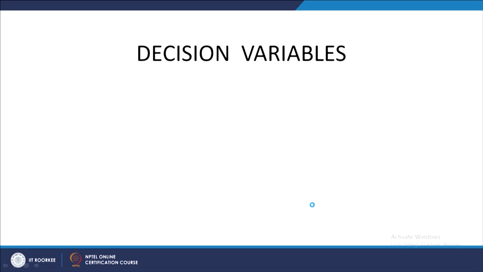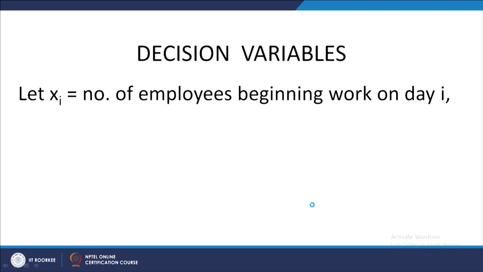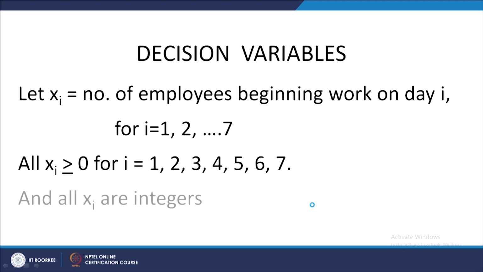So, the first step is identification of the decision variables. It is very simple, just define xi to be the number of employees beginning their work on day number i. So, x1, x2, x3, up to x7, these are the number of full time employees that should be employed on each of the 7 days. Of course, all the xi's should be greater than or equal to 0, because you cannot talk about -10 employees. So, they have to be greater than or equal to 0, and also they should be integers, because you can either employ 5 employees or you can employ 6 employees. Therefore, the integer restriction has to be imposed.